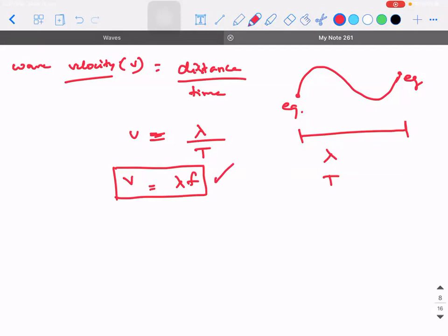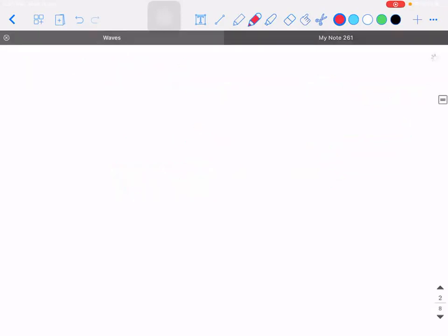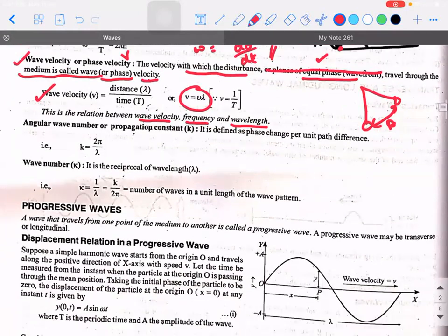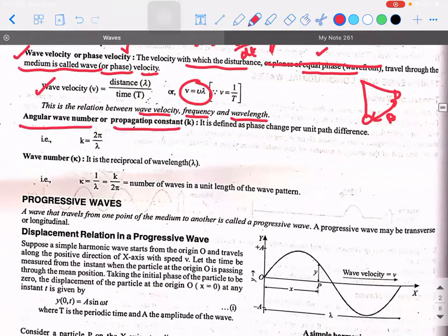Moving on to the next concept. There is a relation between wave velocity, frequency, and wavelength. This you already know. I've told you, right? Next is angular wave number or propagation constant. This is also an important term in this chapter. You will have it only in this chapter.